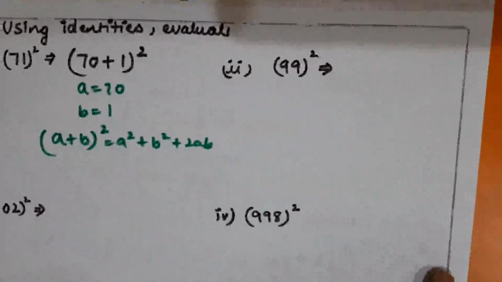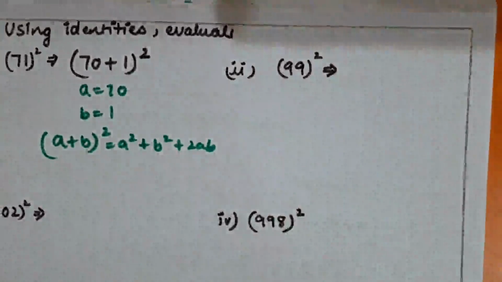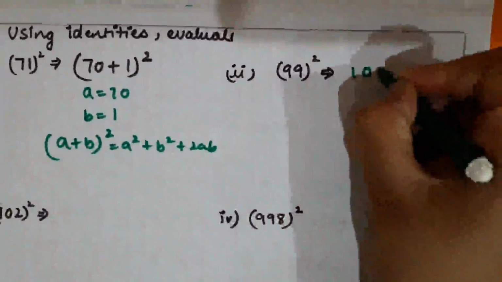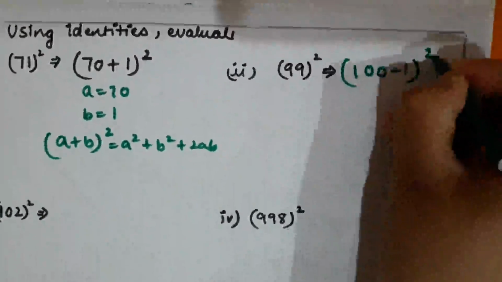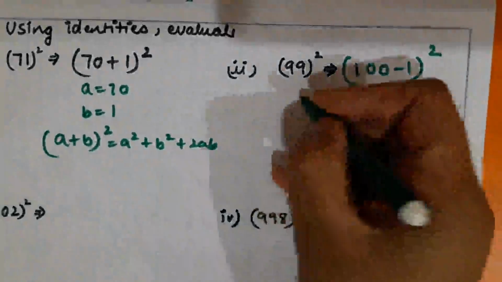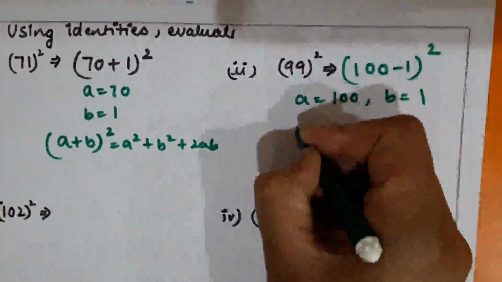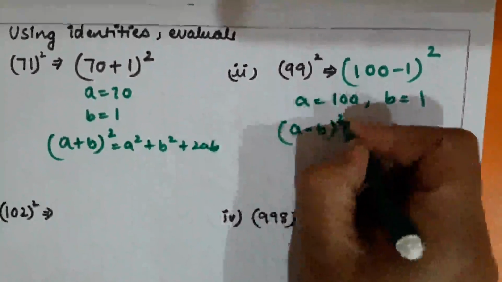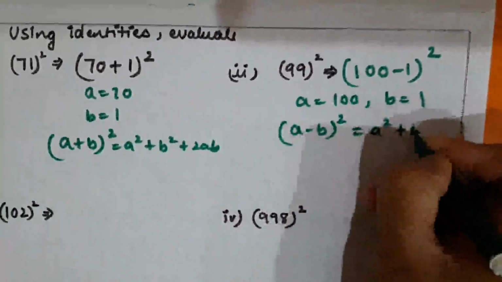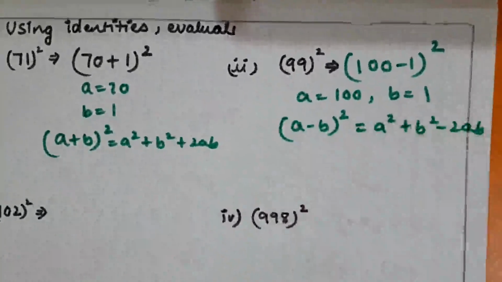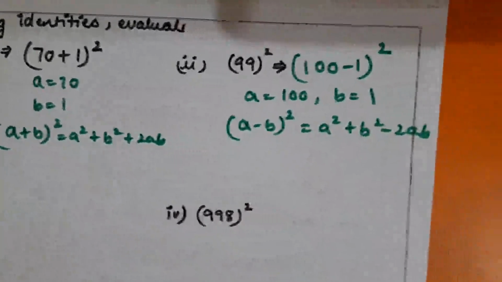Now how can you write 99? You can write 99 as (100 minus 1) whole square. So in this way you can write. Now your formula is there. A is 100 and b is 1. So you can use (a minus b) whole square. The formula is a square plus b square minus 2ab. Put these values inside the formula, you will get the answer.